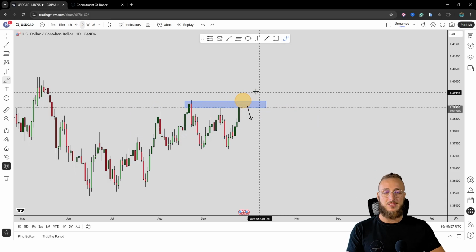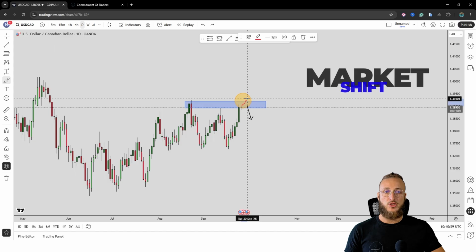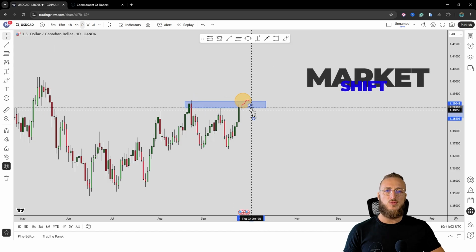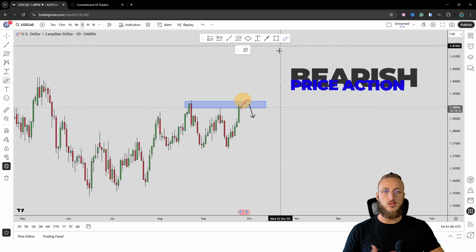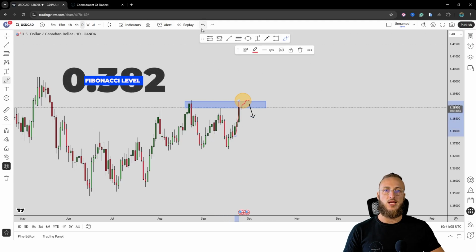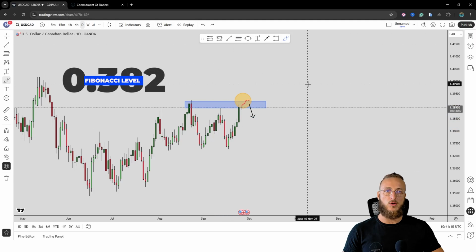Therefore, what I would expect is that if this market would shift from an intraday bullish to bearish market, I wouldn't be surprised to see a rejection to the downside for the market to retrace at least to the 0.382 of the Fibonacci taken on the impulse leg. That definitely wouldn't surprise me.